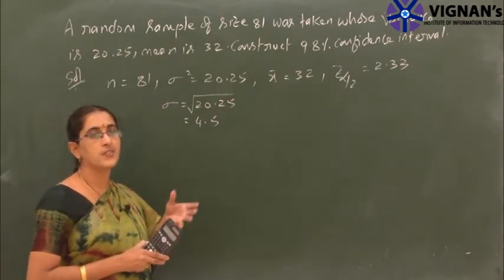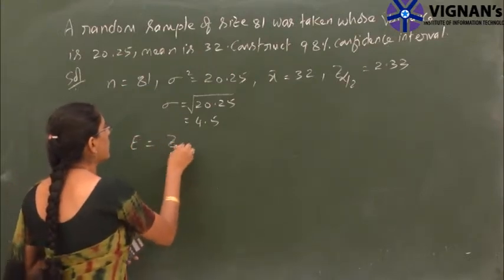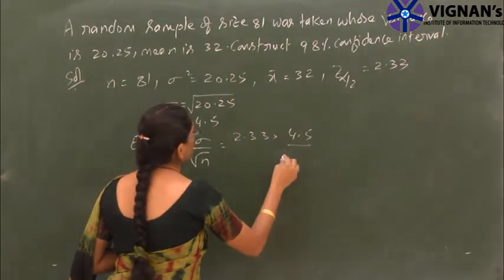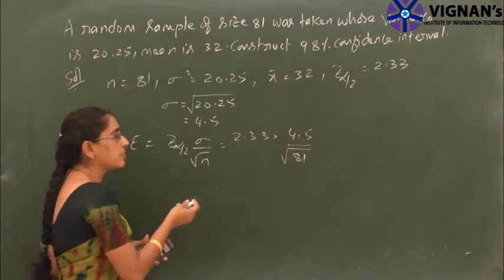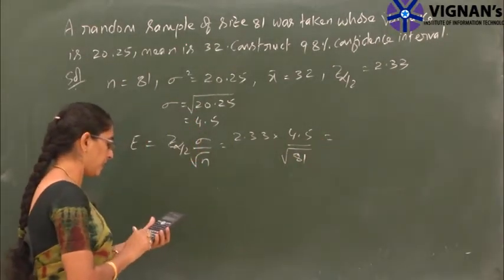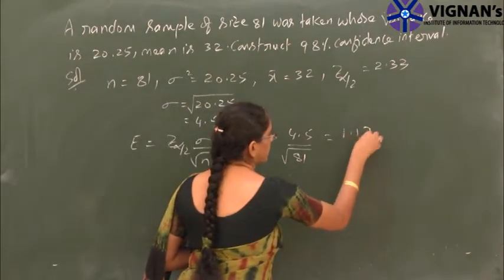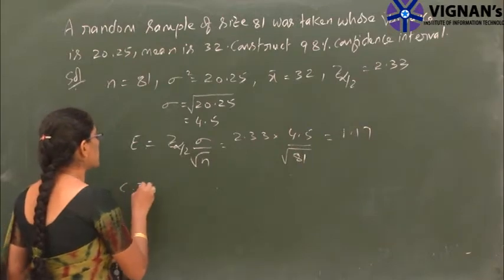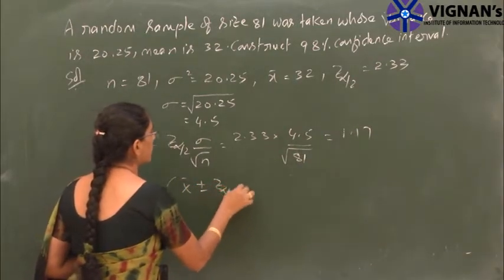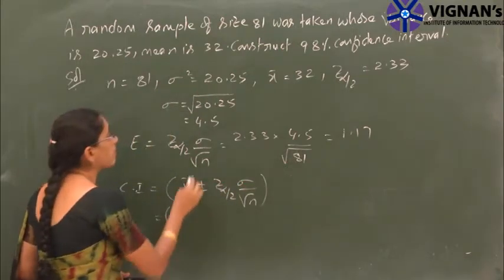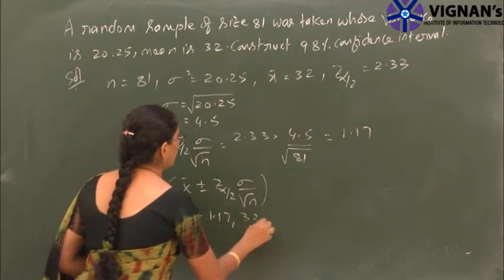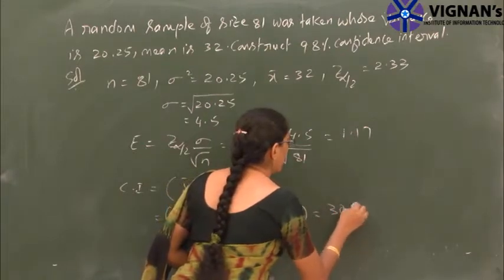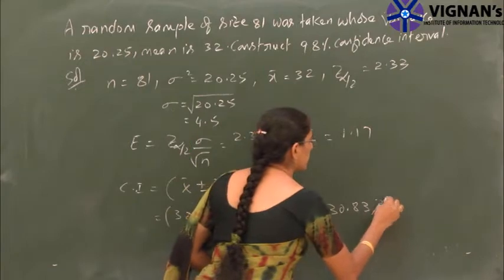Now to find the confidence interval, first we have to find the error. Error equals Z alpha by 2 into sigma by root n, so 2.33 into 4.5 by root 81. Root 81 is nothing but 9. So the error is 4.5 divided by 9 into 2.33, which is 1.17. We can round it off to 1 also. Then the confidence interval is x bar plus or minus Z alpha by 2 into sigma by root n, so 32 minus 1.17 and 32 plus 1.17. 32 minus 1.17 is 30.83 and 32 plus 1.17 is 33.17.